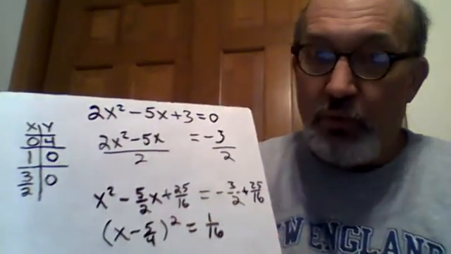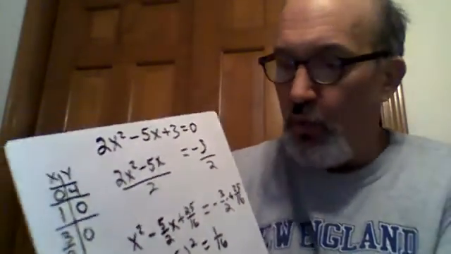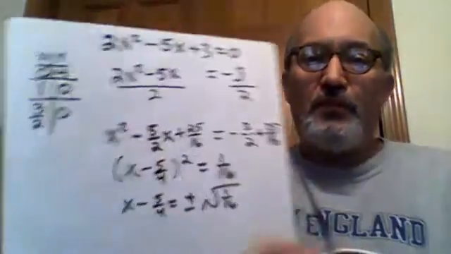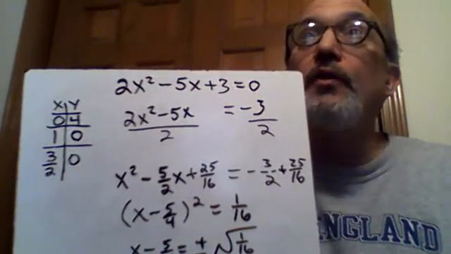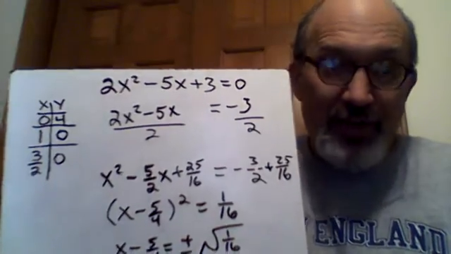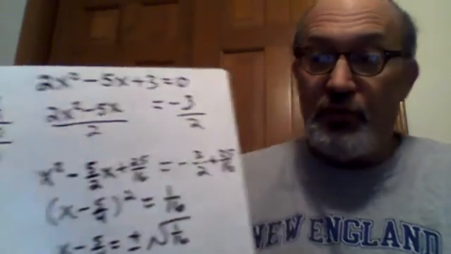We have a number squared equals 1/16, so that number equals plus or minus the square root of 1/16. So the x minus 5/4 equals plus or minus the square root of 1/16. Now, the square root of 1/16 is rational. The square root of 1/16 is, of course, 1/4, because 1/4 times 1/4 is 1/16. So on the right side, we have plus or minus 1/4.